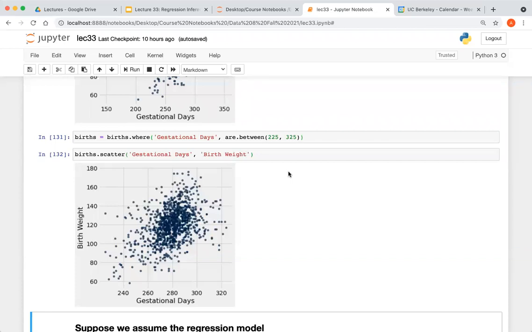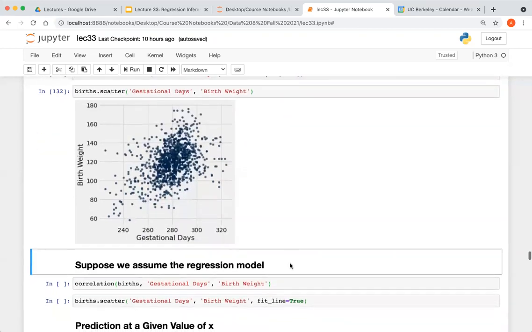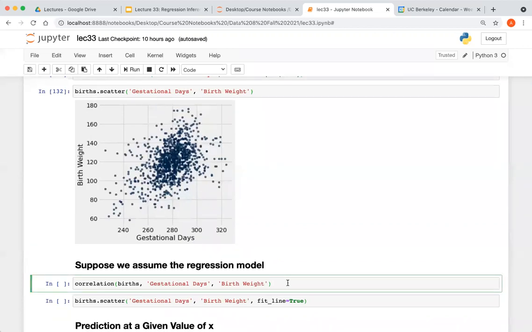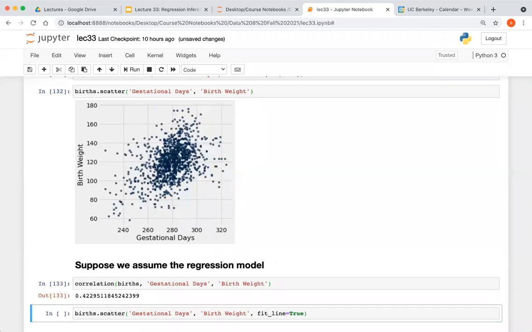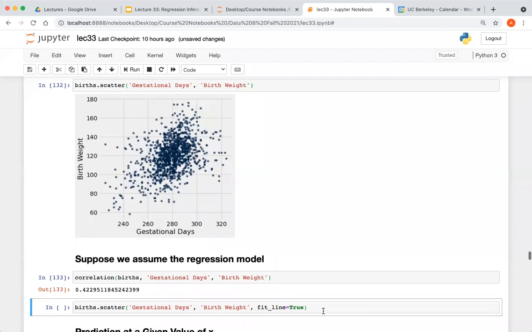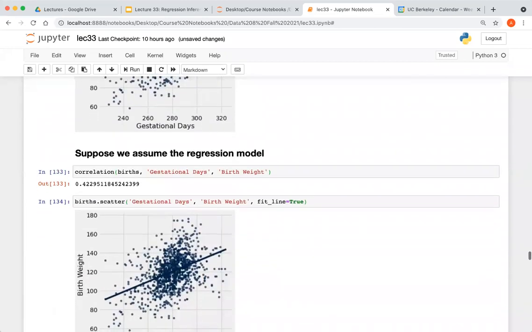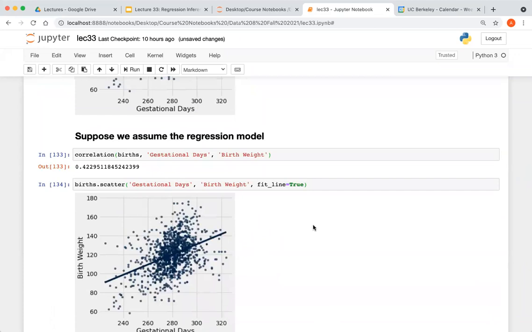We are never going to know what the green line is. What is the line that we can draw? We can draw the regression line. And so just for some numerical sense of the association, the correlation is 0.42, not great, but not zero either. And if we draw a regression line, our picture looks like that. This black line is our regression line. This is our estimate of the green line.